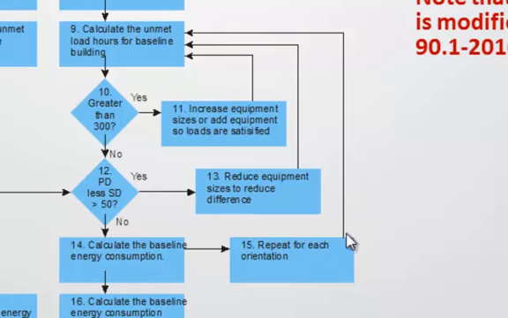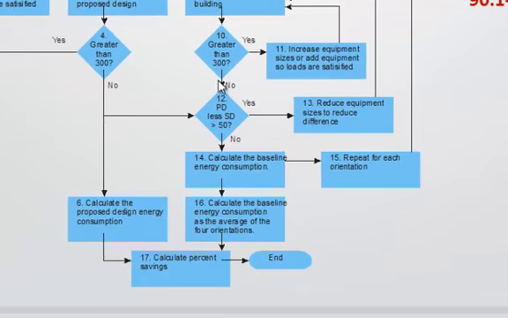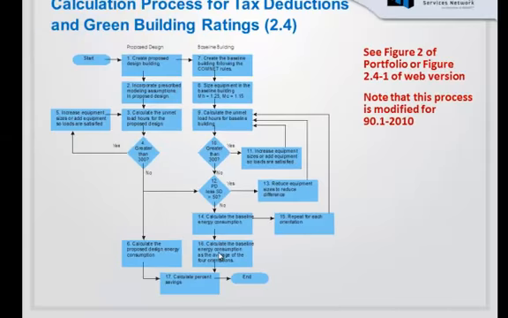Then you rotate the building 90 degrees and go back up to step 9 and repeat the whole process 4 times. So you create, for the baseline building, 4 models. Each one is rotated 90 degrees. Getting to the bottom of here, in step 16, you calculate the baseline energy consumption as the average of the 4 orientations. And then you compare that to the rated building and calculate the percent savings.